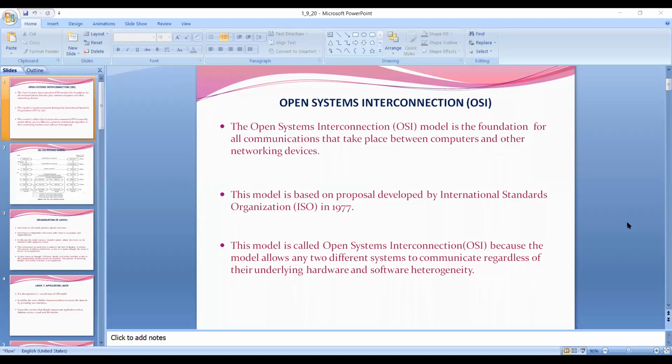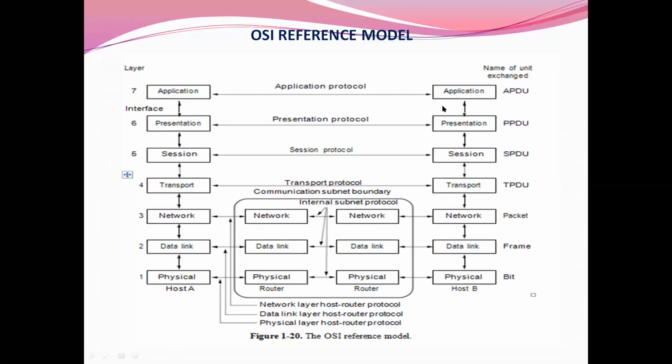Now we will see the architecture of Open Systems Interconnection. So this is the OSI reference model. Once look at the figure. It consists of 7 layers. First one is the physical layer. Second one, data link layer. Third one, network layer. Fourth one, transport layer. Fifth one, session layer. Sixth one, presentation layer. And the last one, application layer.